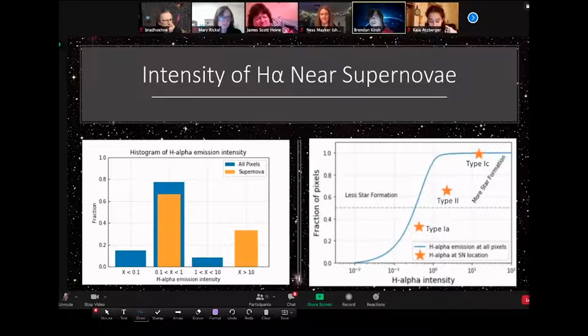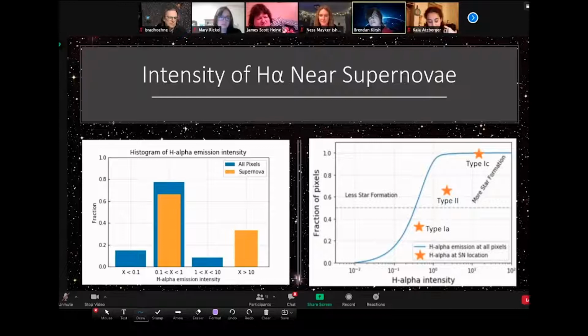So with our histogram here, you can see the blue bars, and these bars represent a fraction of the pixels within our map. So we took all of our pixels with our data and we sorted it. There were something like 30 million pixels, I want to say, and we sorted those by intensity, like brightness, because the brighter that pixel is, that's more H alpha in that region.